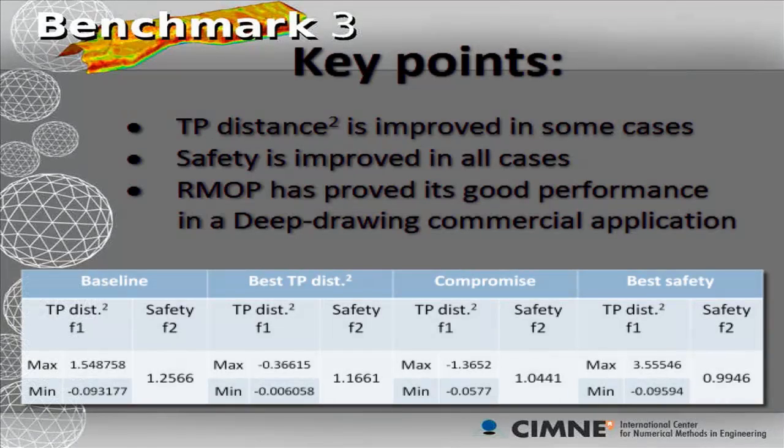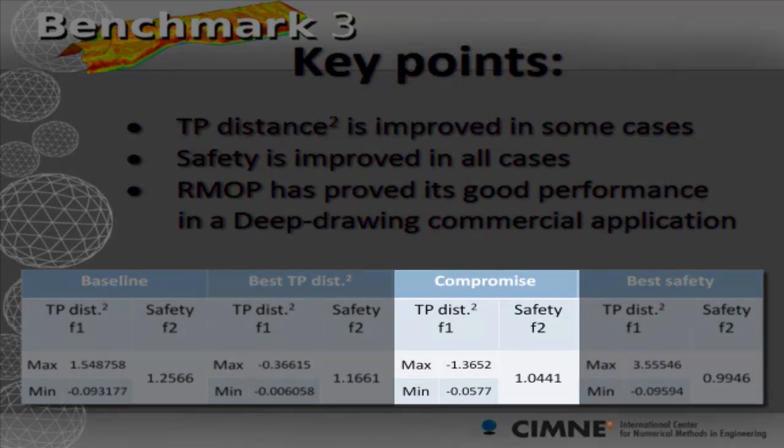In the chart is shown a comparative summary of the designated individuals: baseline, best spring back that is improved in some cases, best safety that is improved in all the cases, and compromise. The compromise solution offers a balance between both objective functions.